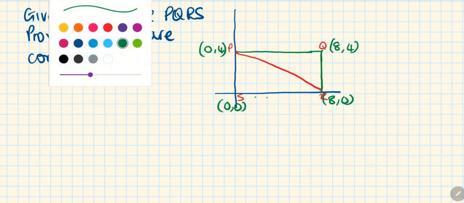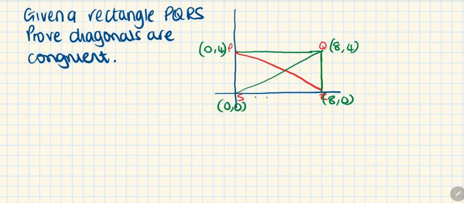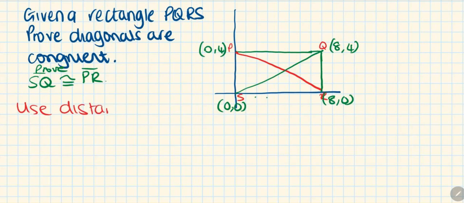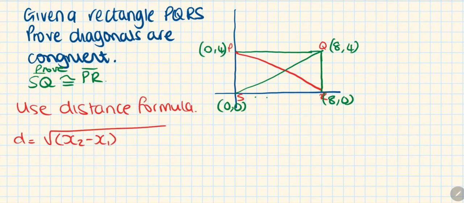We want to prove that those diagonals are congruent. So we need to prove that SQ is congruent to PR. To do this, we need to use the distance formula, which is the difference in the x coordinates squared plus the difference in the y coordinates squared.